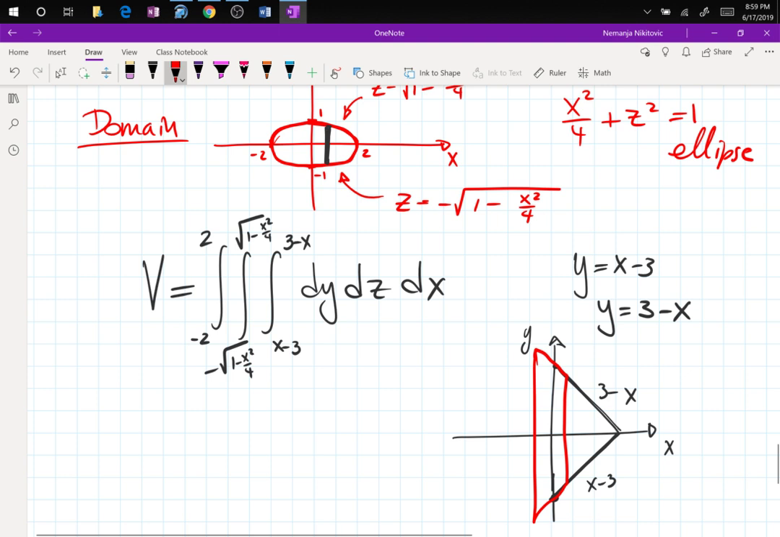Good. Take a break. When we come back, cylindrical and spherical integrals.